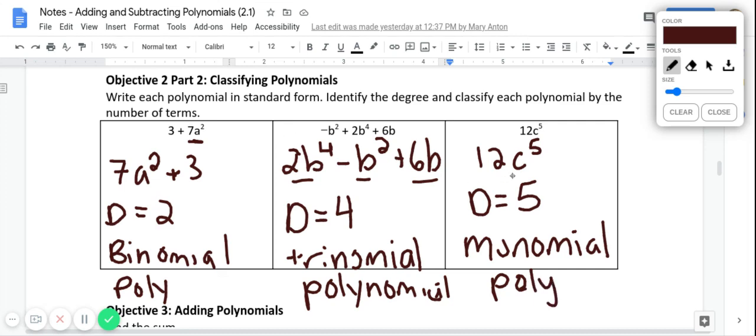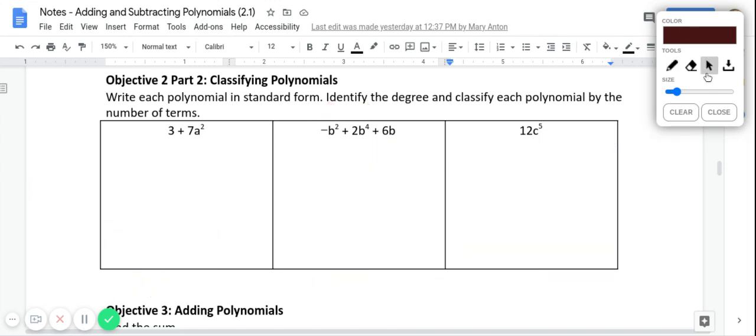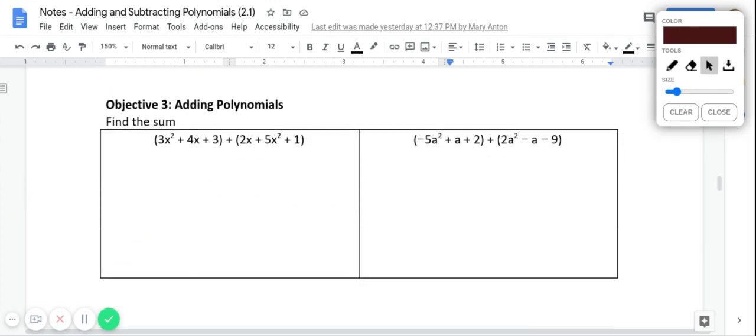I'm going to go forward, and just as a recap, I'm also going to tell the leading coefficient of each term. So for this one, the leading coefficient is 12. The leading coefficient of the second one is 2. And the leading coefficient of this 3 plus 7a squared is 7. Remember, that's just the number next to the highest degree term. Alrighty. So now let's go to adding polynomials.